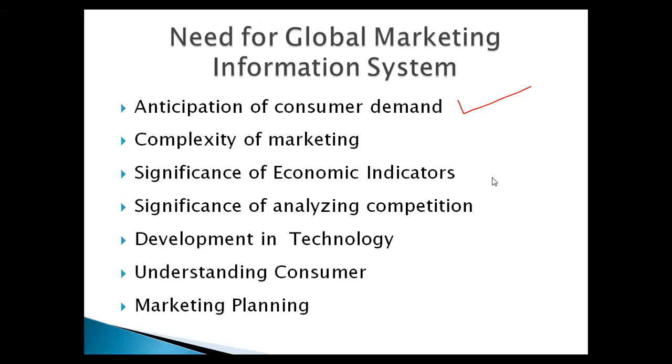Next one is the significance of economic indicators. Demand and supply is an economic indicator, and these are changing constantly. Sometimes demand will be there and supply will be there. Sometimes demand is there, supply is not there. Sometimes supply is there, demand is not. So they are changing continuously. When demand is there but supply is not, the price will change, and other marketing conditions will change. So that is how it is interrelated.